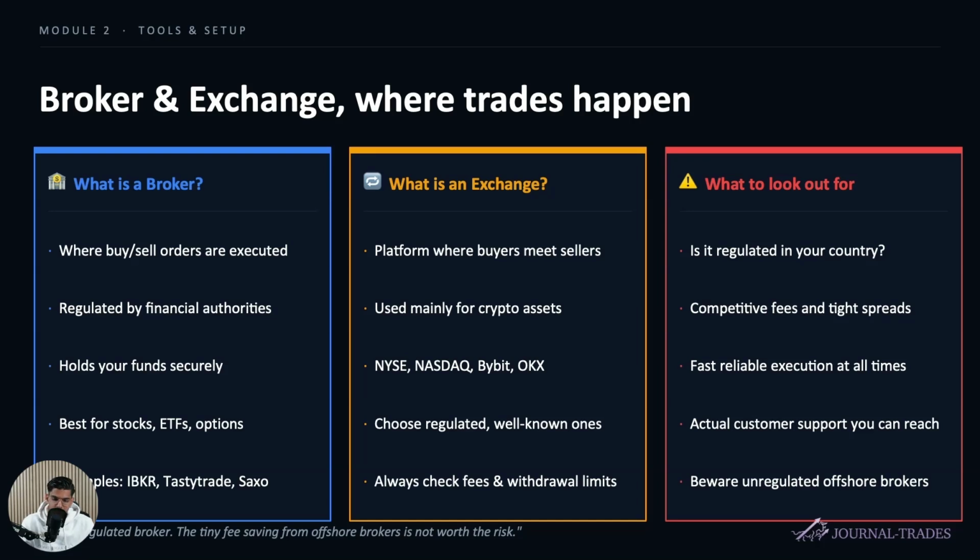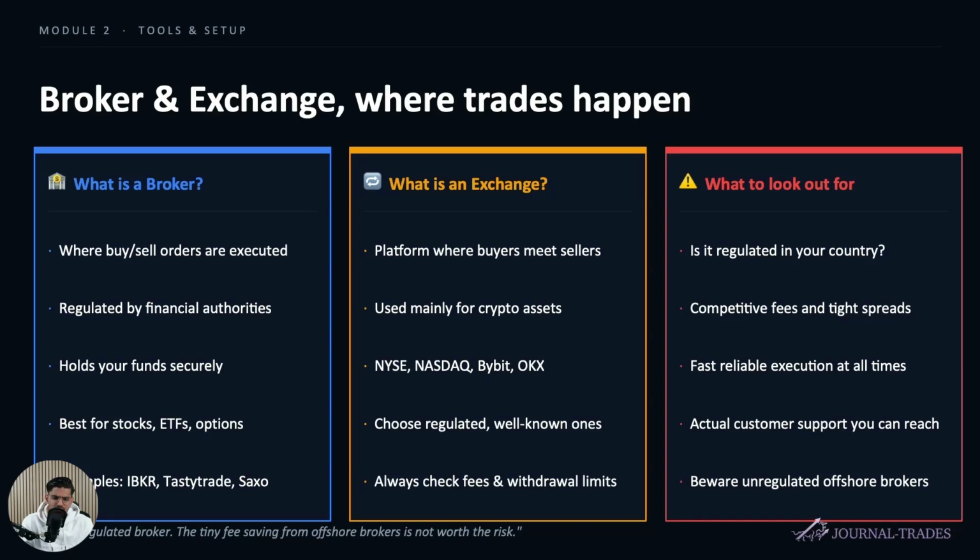Just a quick explanation, what is a broker? So essentially a broker is the place where your buy and sell orders get executed. The broker is regulated by financial authorities and it holds your funds securely. So that's what the financial authorities make sure of, that the broker is actually in a major way keeping an eye on your money and not lending it out right here and right there. So you know that your money is safe right there.